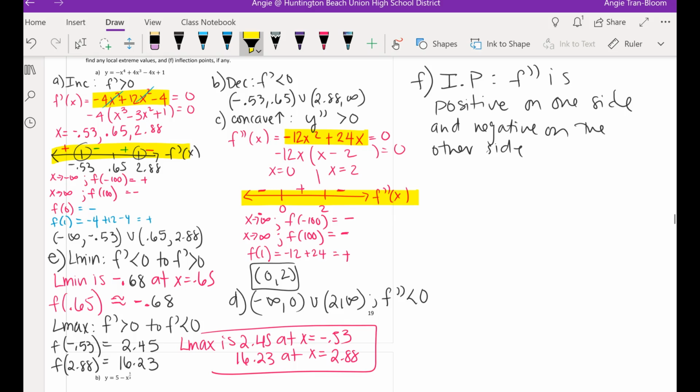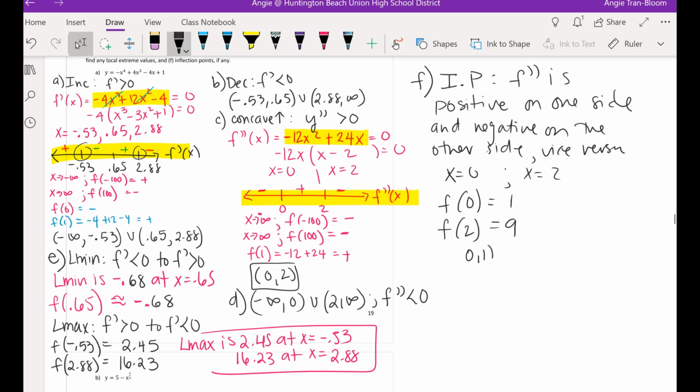So do we have a location where the double derivative is positive on one side and negative on the other side, or vice versa? Sure, actually both locations. So x equals 0 and x equals 2. Now I have to plug it back in. f of 0 just happened to be 1. f of 2 comes out to be 9. So those are your inflection points: (0, 1) and (2, 9). And that's the end of 4A.